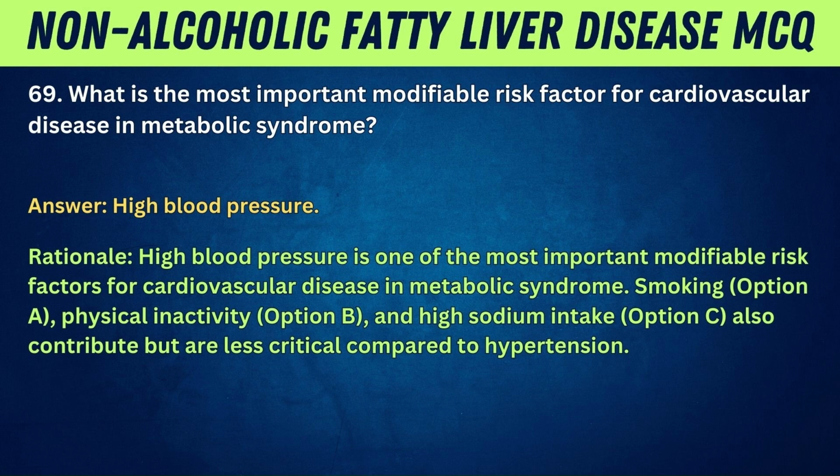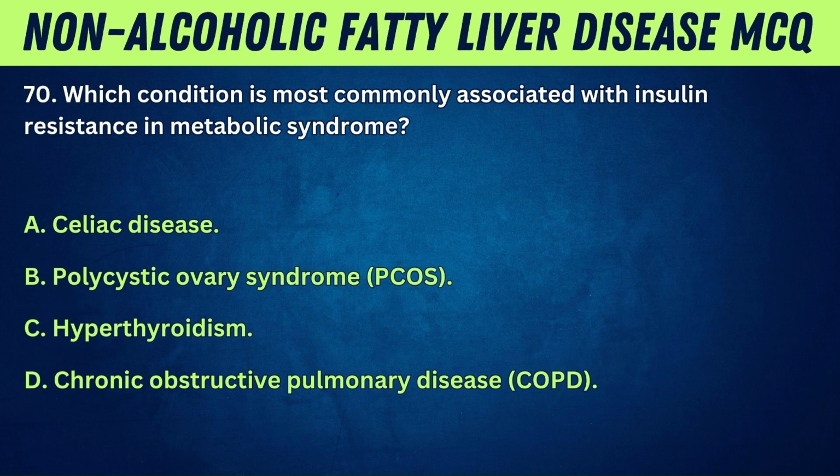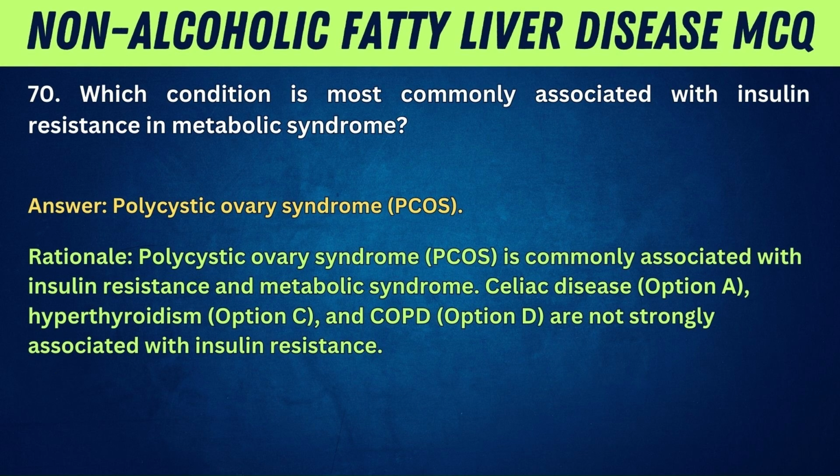Smoking, option A, physical inactivity, option B, and high sodium intake, option C, also contribute but are less critical compared to hypertension. 70. Which condition is most commonly associated with insulin resistance in metabolic syndrome? A. Celiac disease. B. Polycystic ovary syndrome, PCOS. C. Hyperthyroidism. D. Chronic obstructive pulmonary disease, COPD. Answer: polycystic ovary syndrome, PCOS.